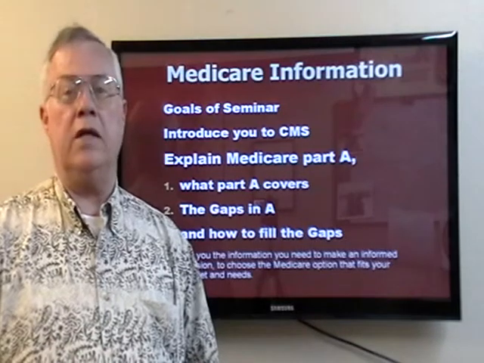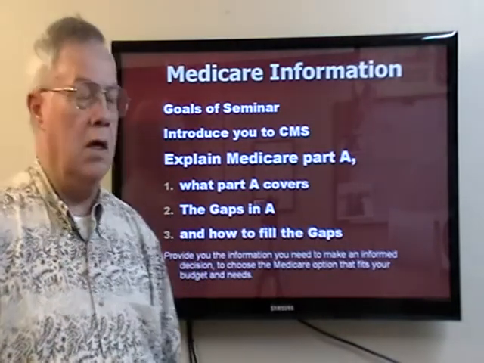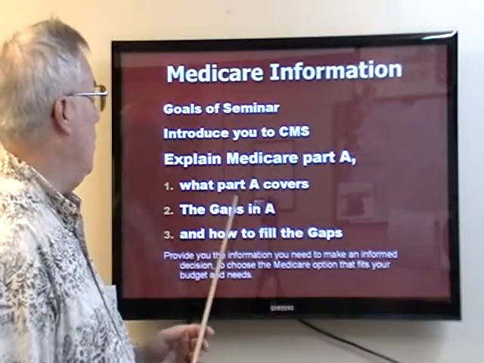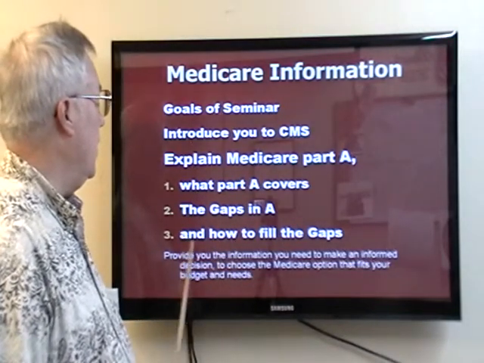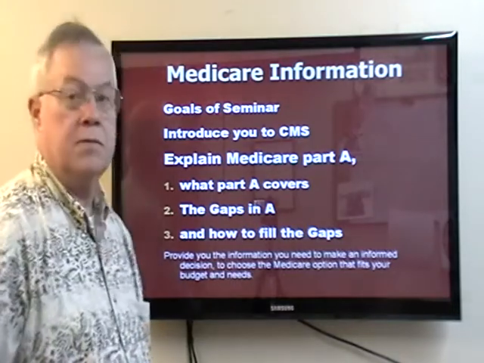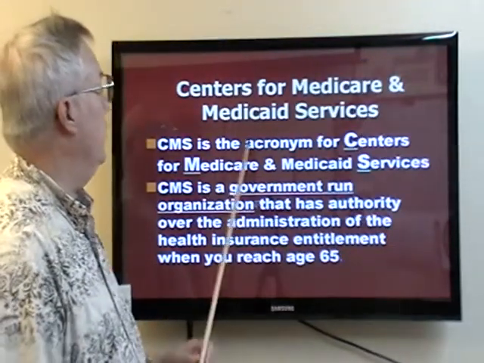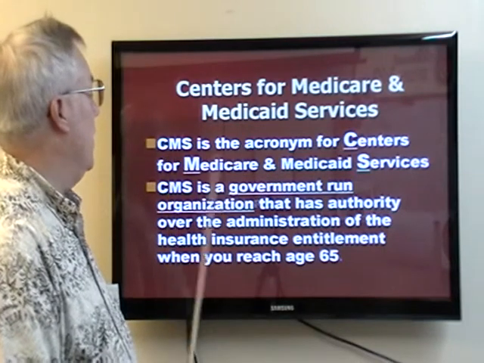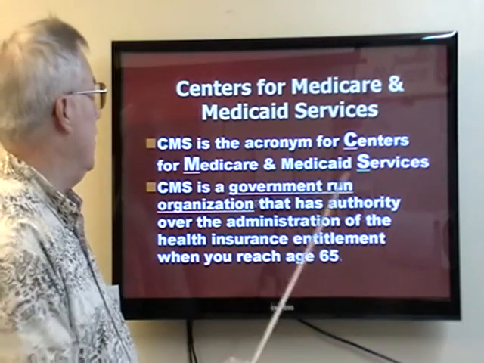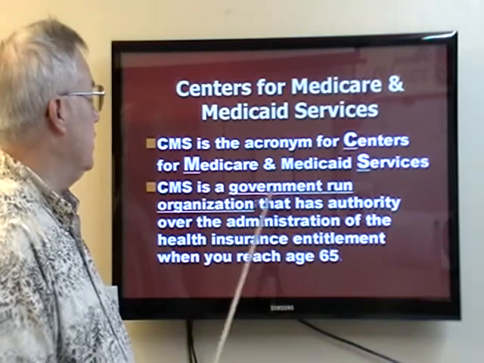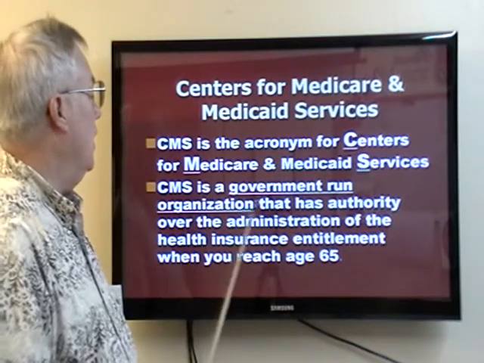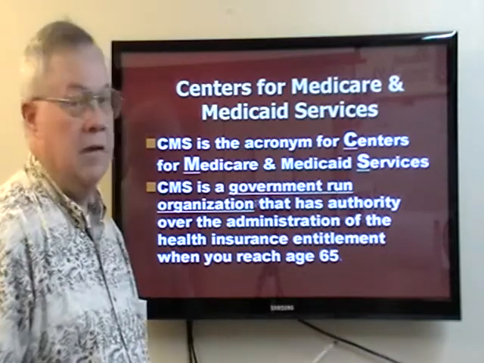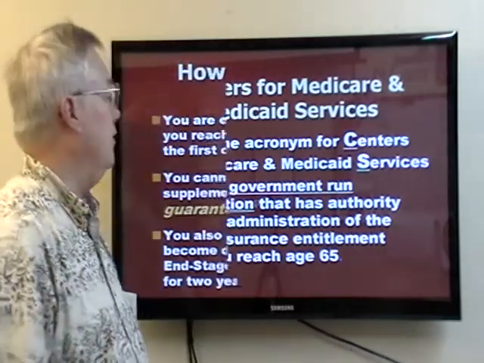Focus in on Part A on Medicare, explain to you exactly who CMS is, what Part A covers, the gaps in Part A, and how to fill those gaps. The Center for Medicare and Medicaid Services, we refer to that with the acronym CMS. CMS is a government-run program that has authority over the administration of the health insurance entitlement program when you reach age 65.